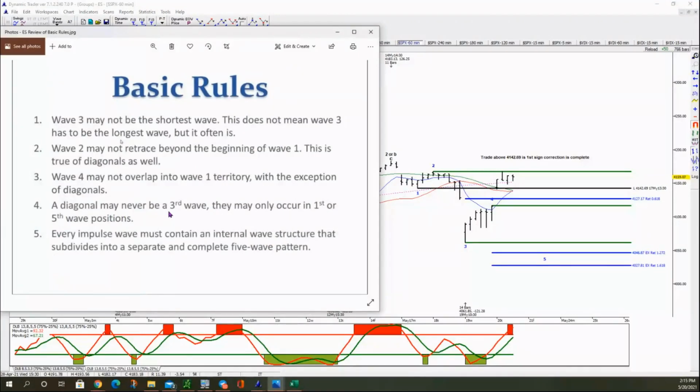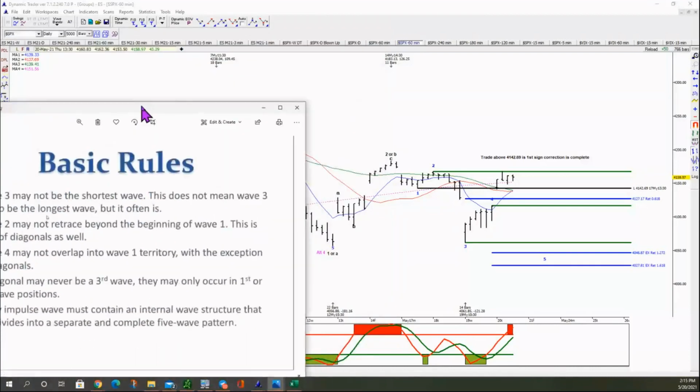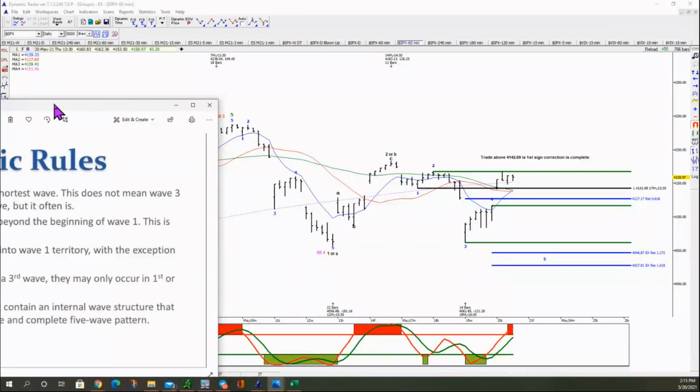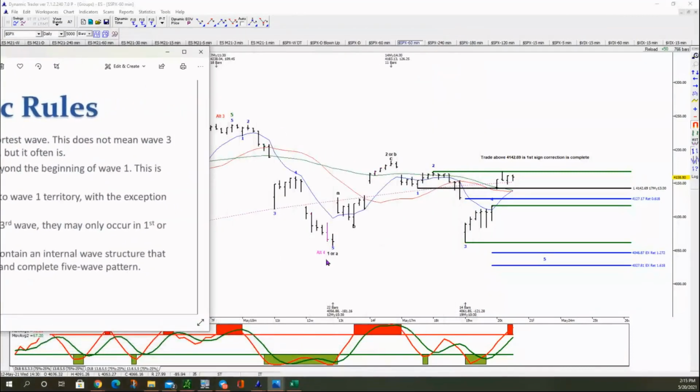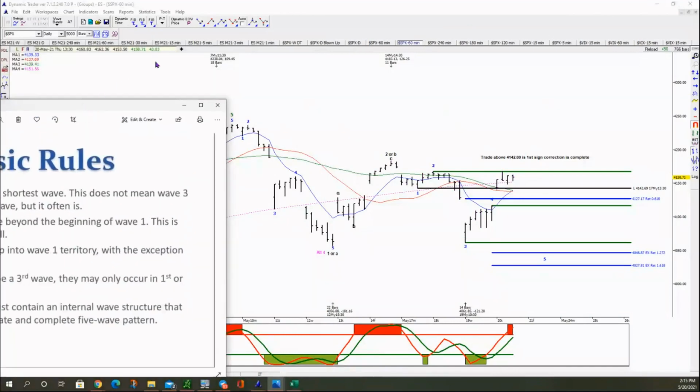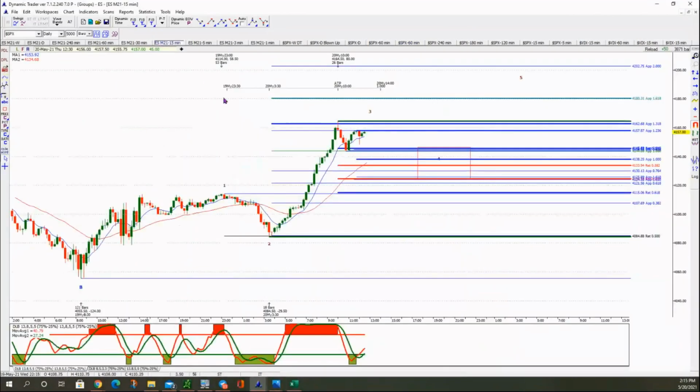Diagonals may never be a third wave. They may only occur in first and fifth waves. Okay. So if this is a diagonal coming up, this can't occur in a third wave going up. If this is a 1, 2, this cannot be a diagonal third wave right here. We're looking at this chart here. This cannot be a diagonal.